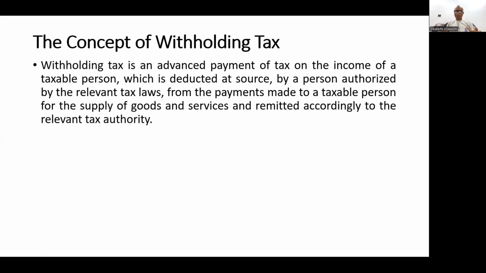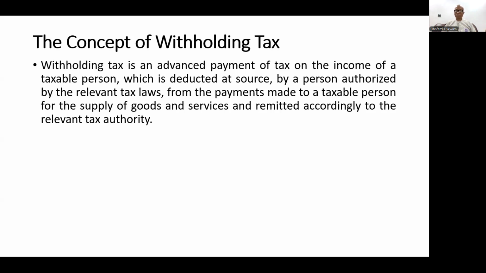So when a contract is executed, when a contract of sales, when a supply is made, at the end of the day, before the payment is made to the person who made the supplies or who carried out the contract, then definitely they will have to deduct the money and then pay the person a lesser amount, while they pay the amount so deducted to the government. So that's the concept of withholding tax.